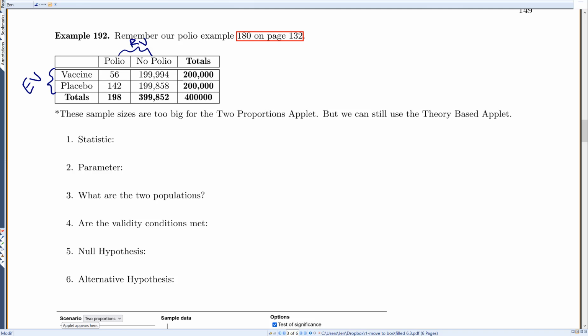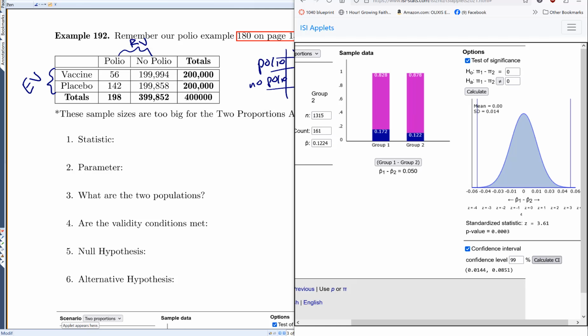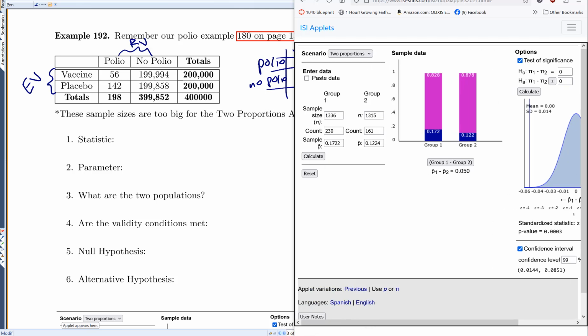If you wanted to rearrange it, you could just rewrite your table and say, okay, let's put your vaccine here, and your placebo, and polio, and no polio. You could just quickly do that on your own paper. Vaccine and polio is 56, placebo and polio is 142, etc. You could rearrange it yourself so you could put it into the applet. But we're just going to use the theory-based applet, though I have to look at it very carefully.